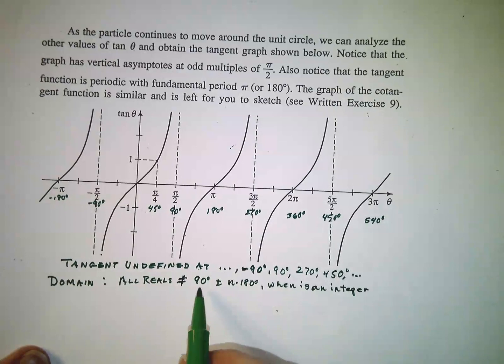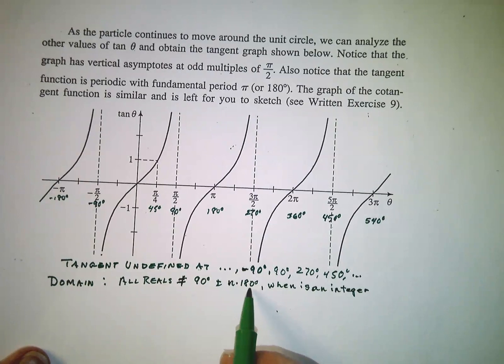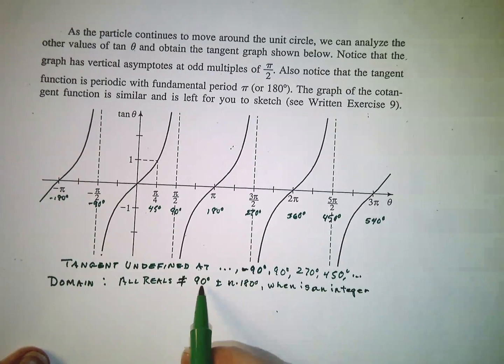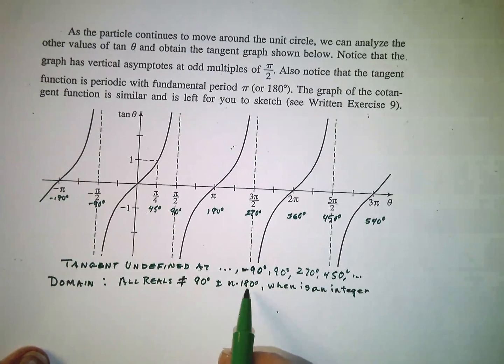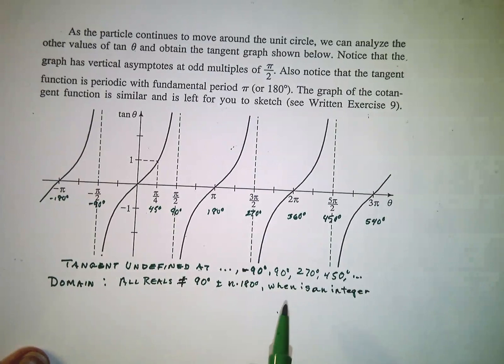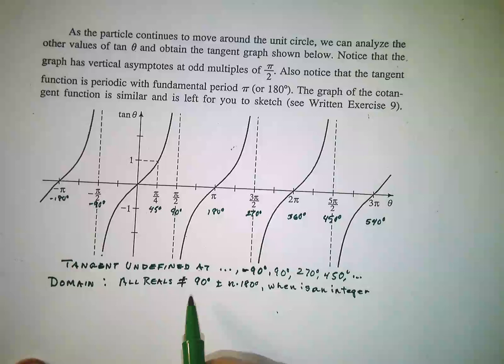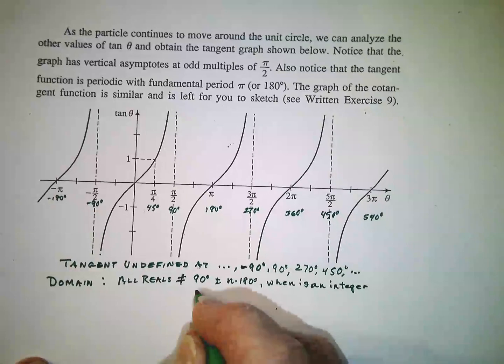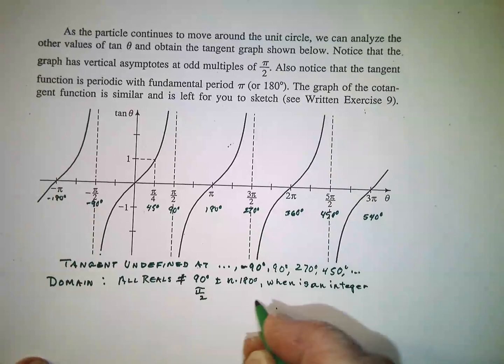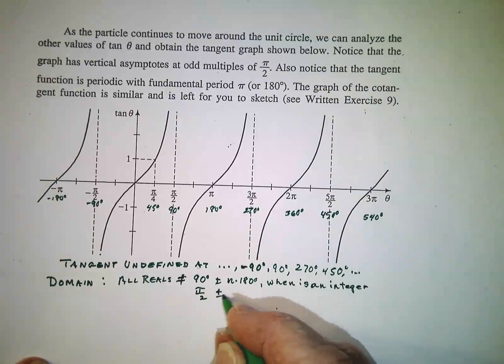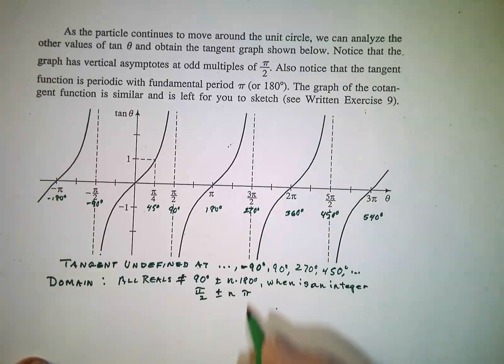So it could be 90 plus 3 times 180. It could be 90 minus 2 times 180. Any one of those values would give us another asymptote. This could be written in terms of pi over 2 plus or minus n times pi.